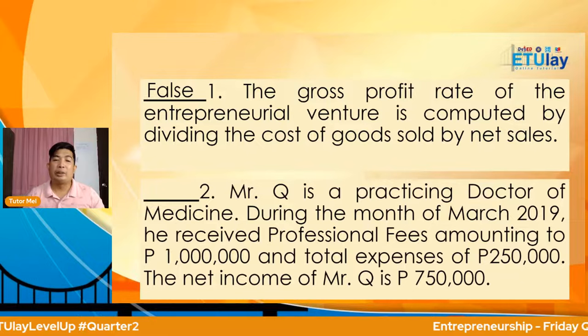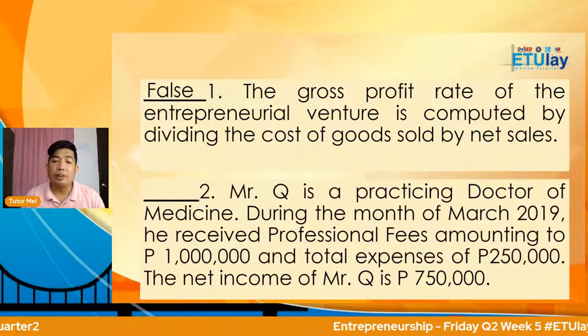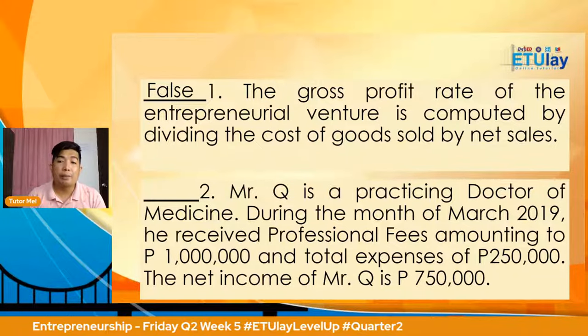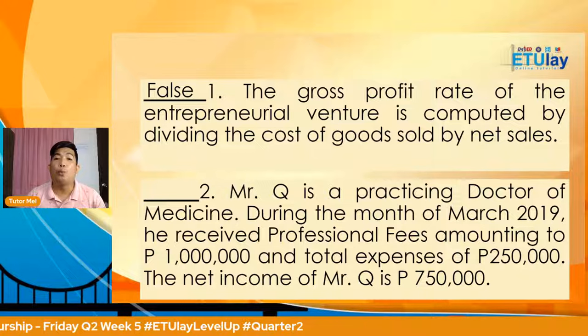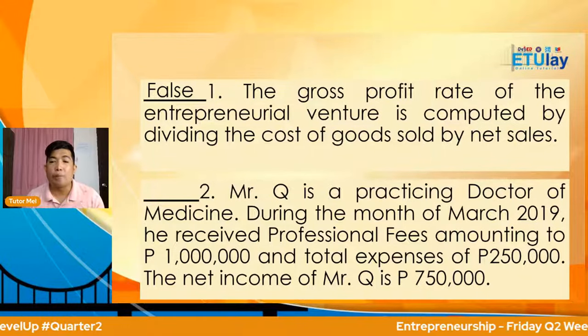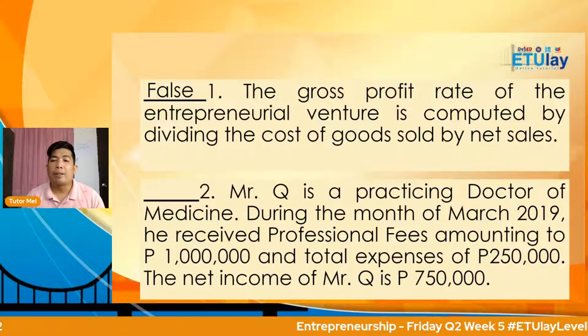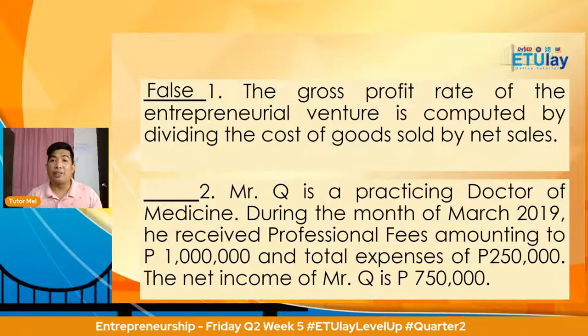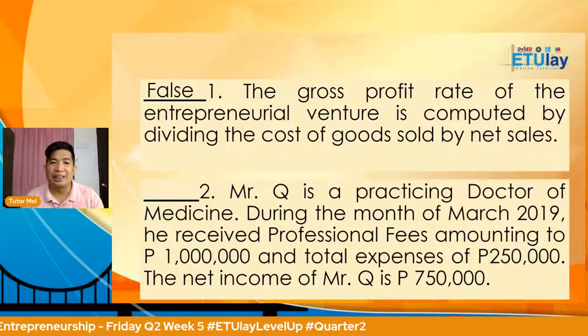Number two, here we go, let's compute. Mr. Q is a practicing doctor of medicine. During the month of March 2019, he received professional fees amounting to 1 million and total expenses of 250,000. The net income of Mr. Q is 750,000. What do you think is the answer?